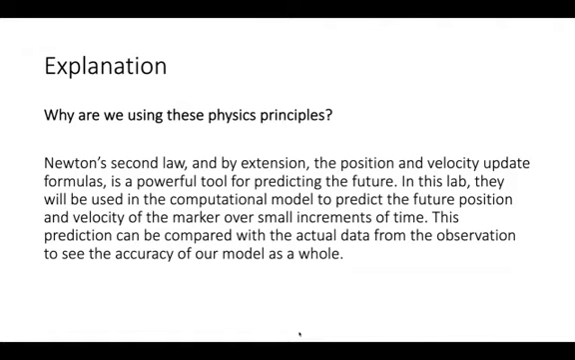Why are we using these physics principles? Newton's second law, and by extension, the position and velocity update formulas, is a powerful tool for predicting the future. In this lab, they will be used in the computational model to predict the future position and velocity of the marker over small increments of time. This prediction can be compared with the actual data from the observation to see the accuracy of our model as a whole.